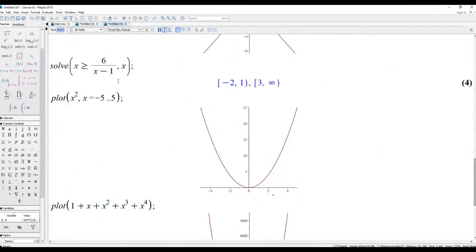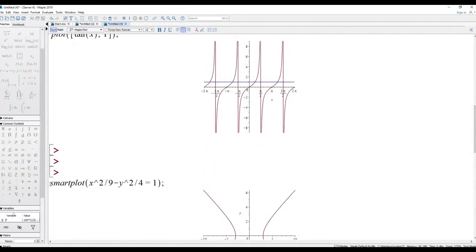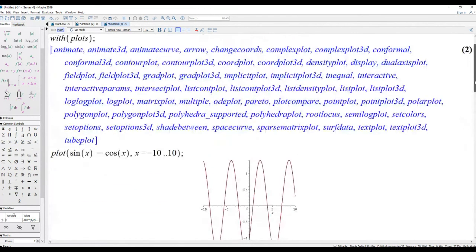What's going on over here? Yeah, and isn't that cool that you can solve inequalities? That's really, really good. Yeah, smart plot. You can plot implicit or relations type results. Okay.